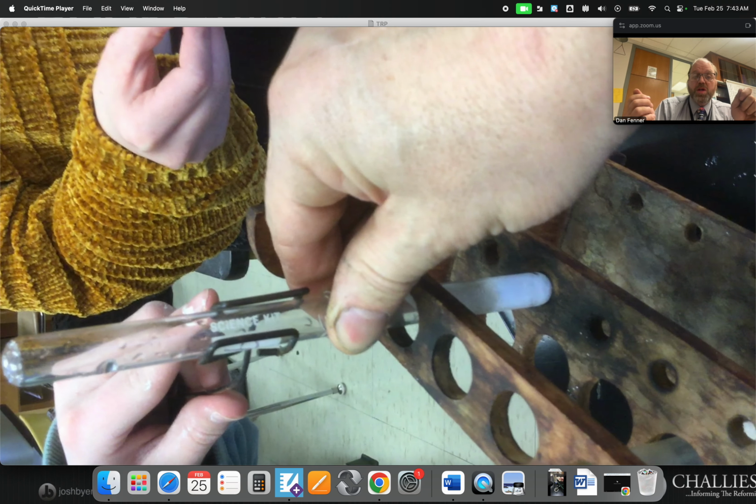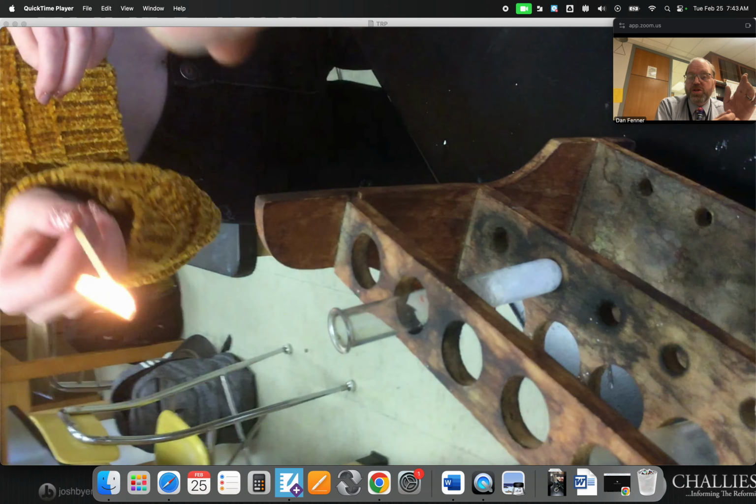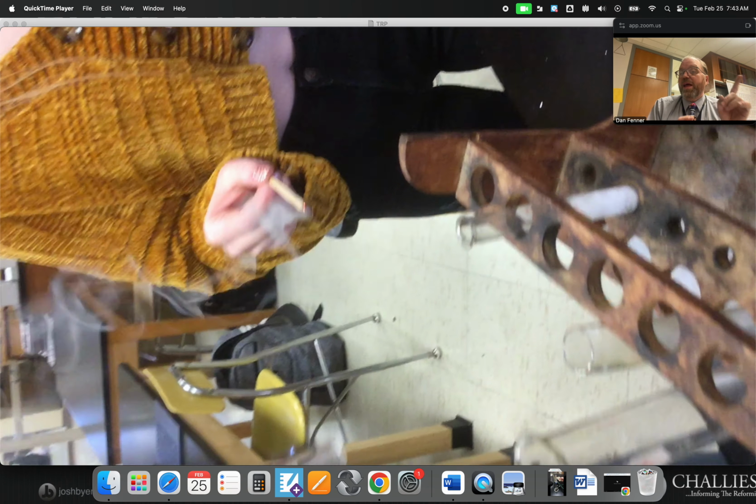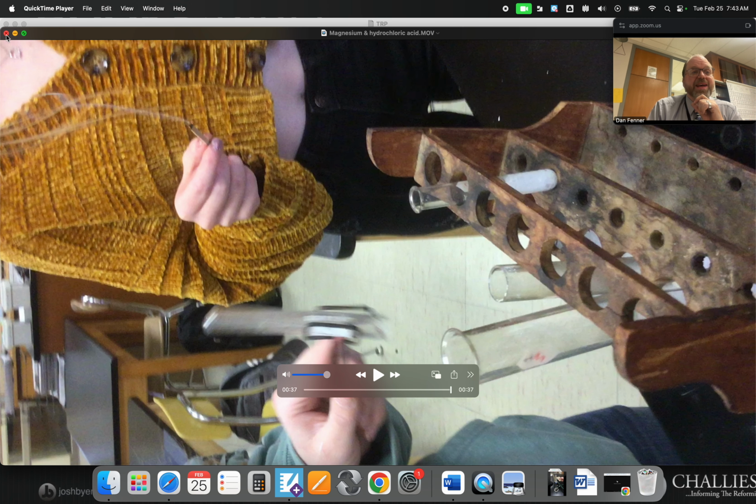We're going to take a wood splint and put it underneath there. When I do that, the hydrogen is going to react with the oxygen. You hear that little pop there. That shows the presence of hydrogen gas formed.